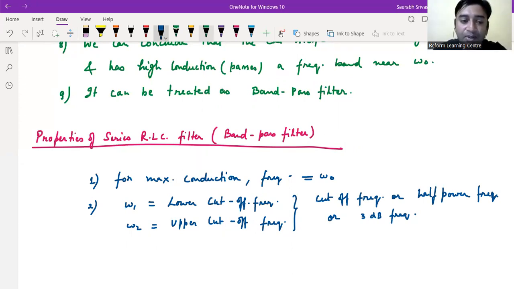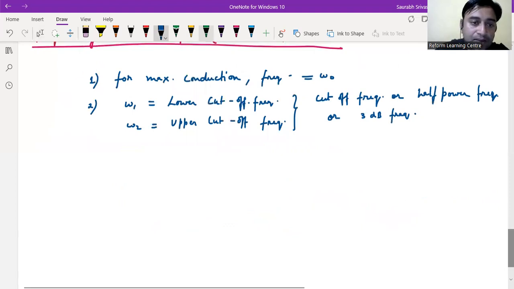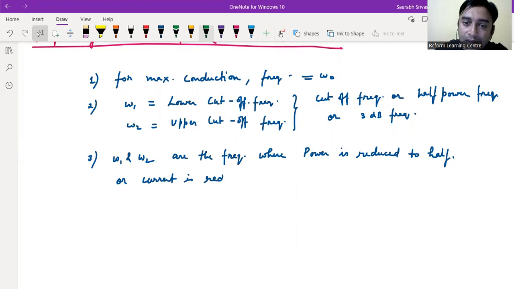इन्हीं को आप half power frequency बोलते हैं, and it is also known as 3 dB frequencies. इनकी वैल्यू कैसे डिसाइड की जाती है? This omega 1 and omega 2 are the frequencies where power is reduced to half, or current is reduced to 1 by root 2 times.